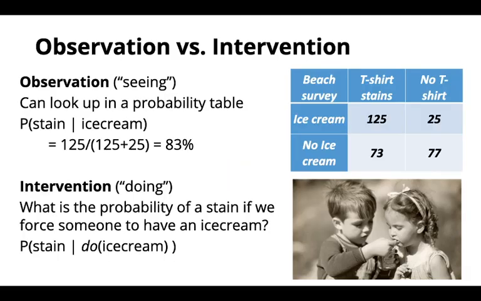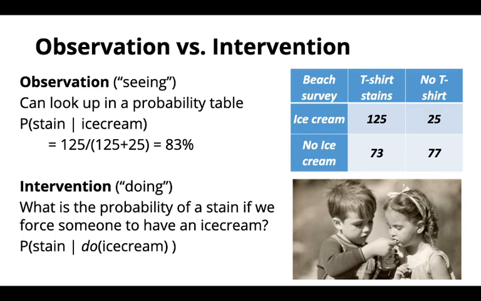I want to think about the difference between observing stuff and intervening, because intervention is a key idea in causal graph theory. So imagine you're walking along a beach and you see some people are eating ice cream, some people aren't. And you also notice some people have stains on their t-shirts and some people don't. And after a while you start noting down some of your observations. And you notice that more people have t-shirt stains if they're eating ice cream.